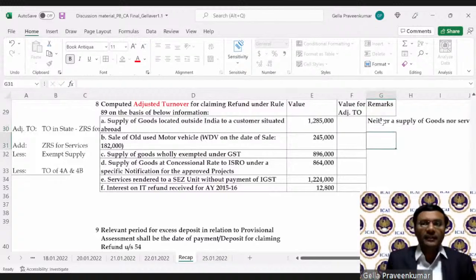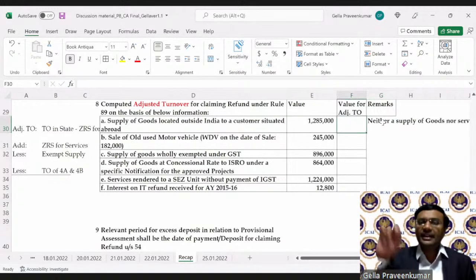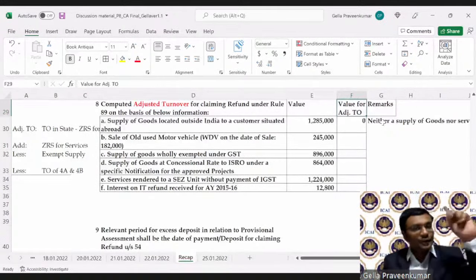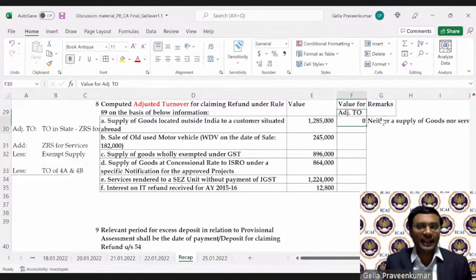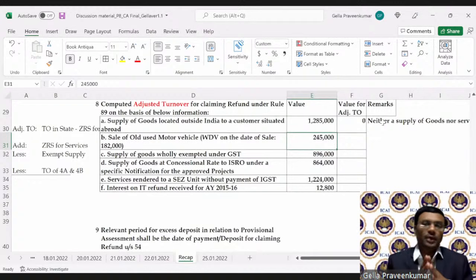Now, will it fit into exempt supply? Answer is no. Will it fit into taxable supply? Answer is no. So because it doesn't fit either over there or here, my value for this transaction is 0. Here I have put value for adjusted turnover, that is Rule 89. Next, sale of old used motor vehicle whose sale consideration is 2,45,000 and written down value on the date of sale is rupees 1,82,000.